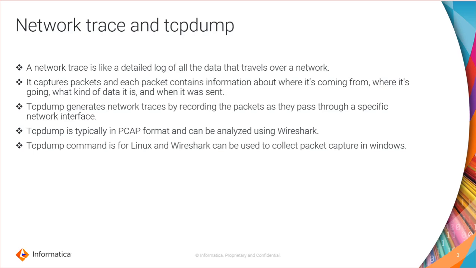So what is a network trace and TCPdump? A network trace is like a detailed log of all the data that travels over a network. It captures packets, and each packet contains information about where it is coming from, where it is going, what kind of data it is, and when it was sent. TCPdump generates network traces by recording the packets as they pass through a specific interface. TCPdump output is typically in PCAP format and can be analyzed using Wireshark. This TCPdump command is for Linux, and Wireshark can be used to collect packet capture for Windows.